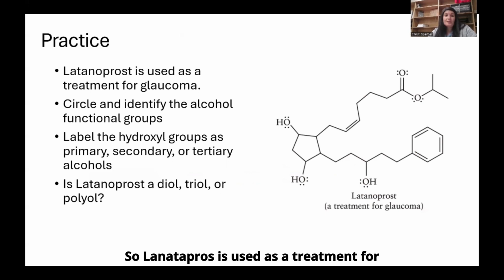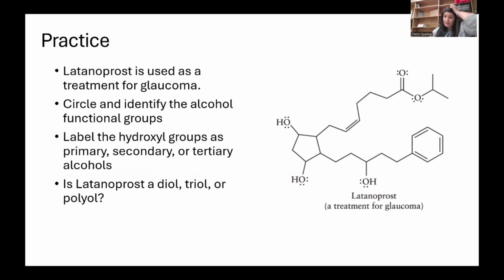Latanoprost is used as a treatment for glaucoma. Circle and identify the alcohol functional groups, label the hydroxyl groups as primary, secondary, or tertiary, and say whether latanoprost is a diol, triol, or polyol.